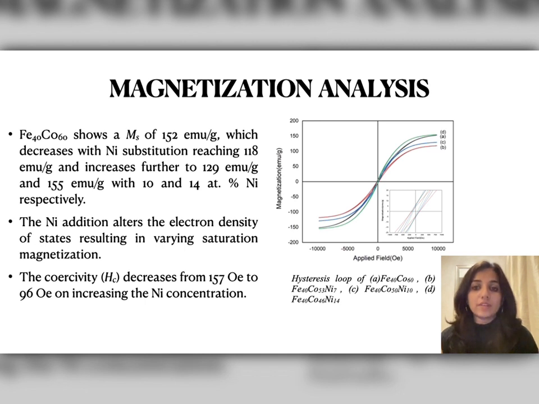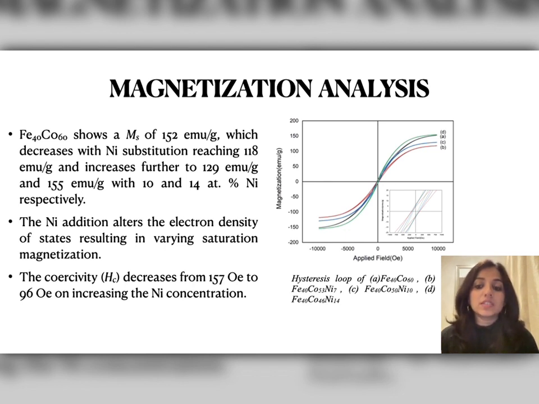The as synthesized Fe40Co60 shows a saturation magnetization of 152 emu per gram, which decreases with nickel substitution, reaching 118 emu per gram, and increases further to 129 emu per gram and 155 emu per gram with 10 and 14 atomic percent of nickel. As the saturation magnetization is affected by the presence of secondary phases and the maximum applied field, the quantification of saturation magnetization with the iron cobalt nickel is difficult. The nickel addition alters the electron density of states, resulting in varying saturation magnetization.